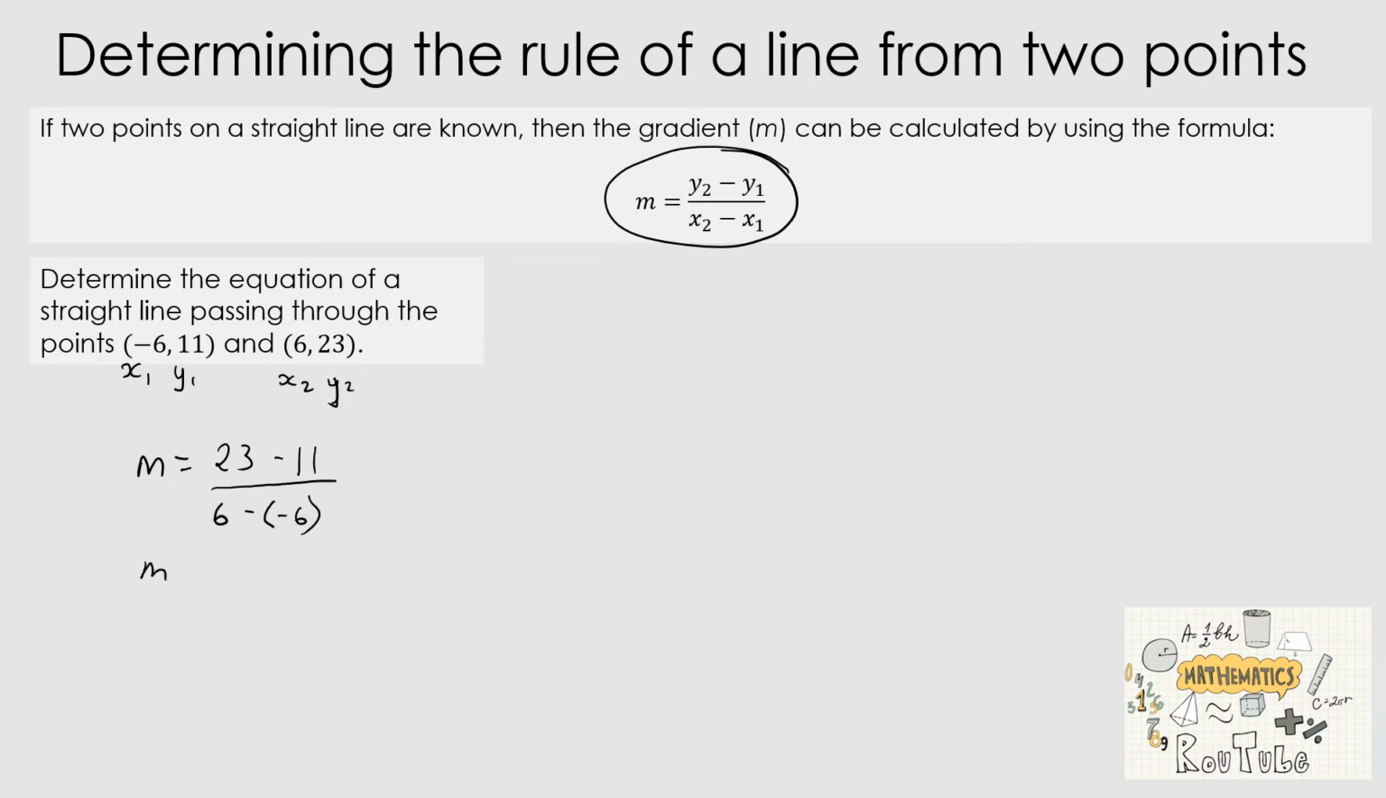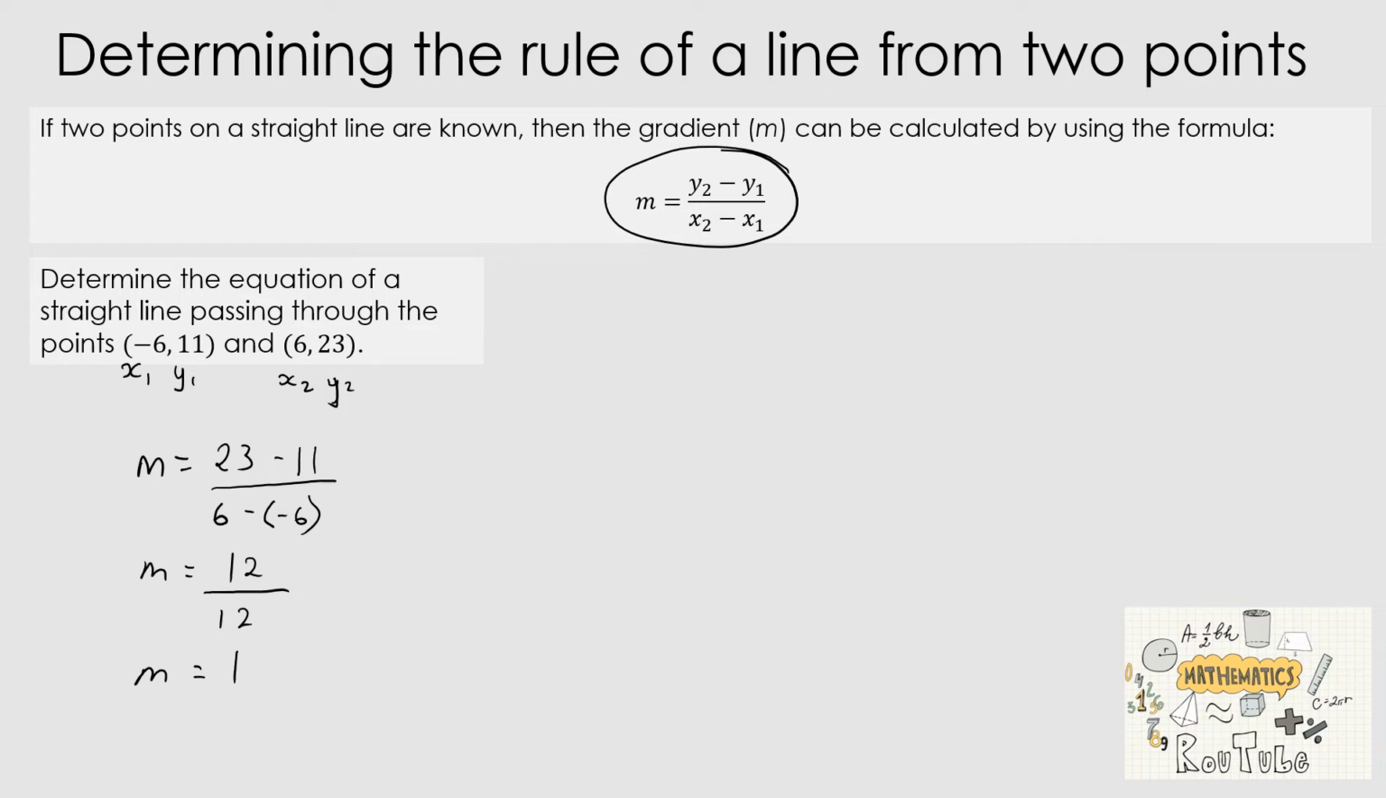Now, if you need to use a calculator, please do so. The top of the fraction is going to be 12. 23 minus 11 gives us 12. And the bottom of the fraction, 6 minus negative 6, the subtraction and negative sign just becomes a positive. So it's going to become 6 plus 6, which becomes 12. So therefore, our gradient is 12 over 12, which is just 1. So our gradient is 1.